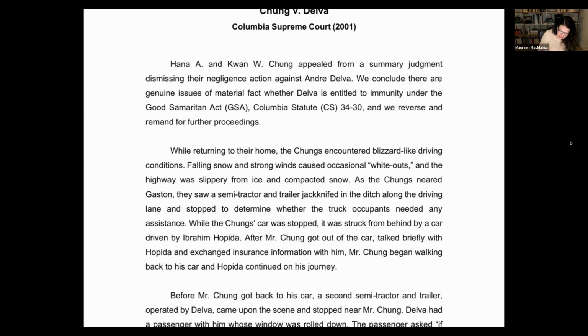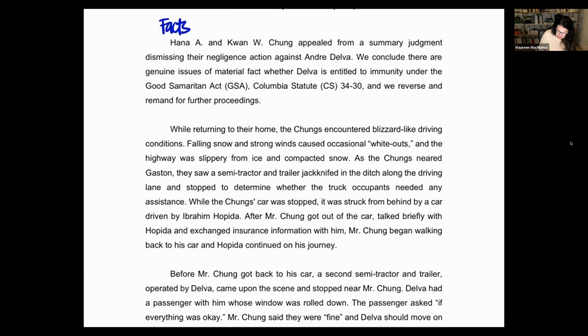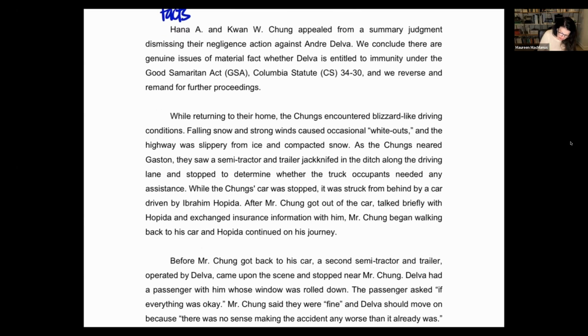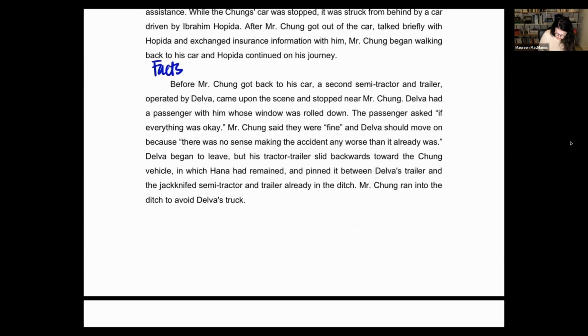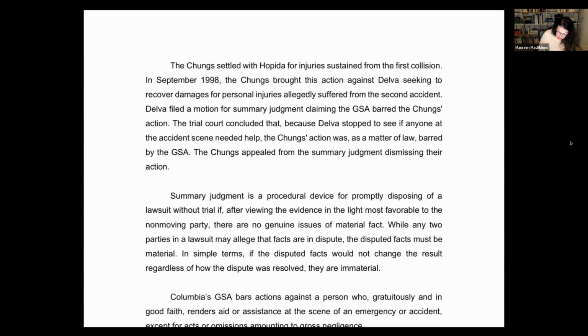So here it says, Hannah A. and Kwan A. Chung appealed from a summary judgment. So this is facts. While returning to their home, the Chungs encountered blizzard-like driving conditions. This is facts. Before Mr. Chung got back to his car, a second semi-tractor and trailer. This is facts. The Chungs settled with Hopita for injuries. So here it's getting into the case and it's getting into procedural history. So that's when I start paying attention and reading.